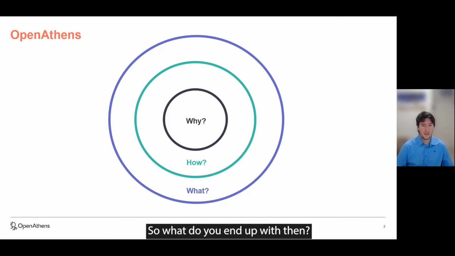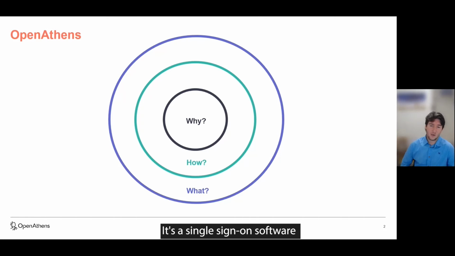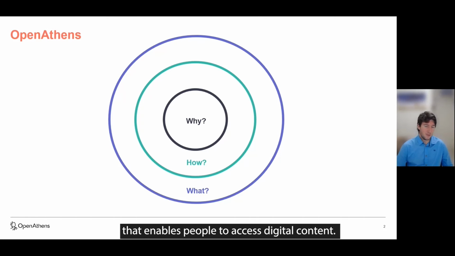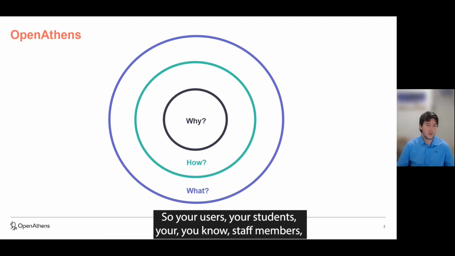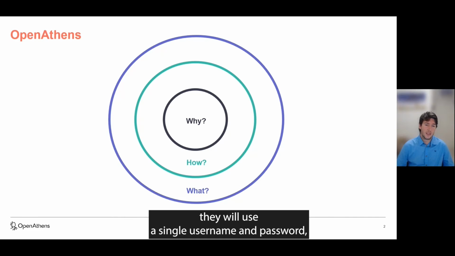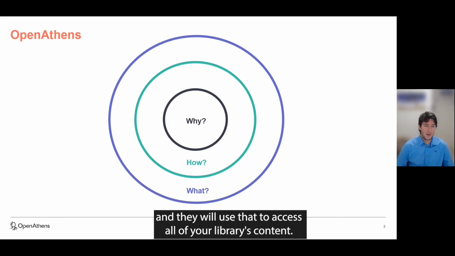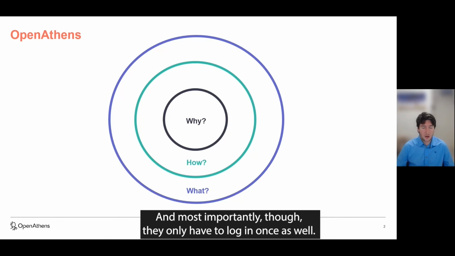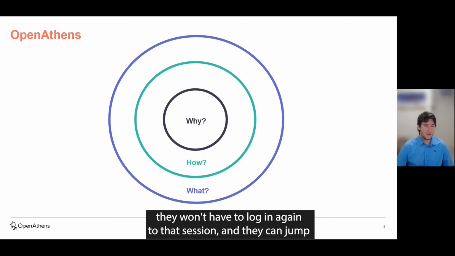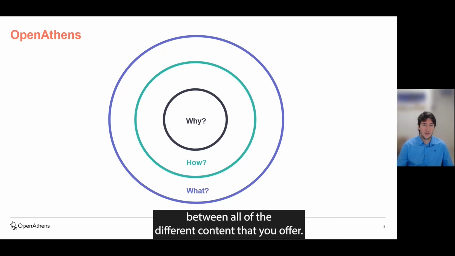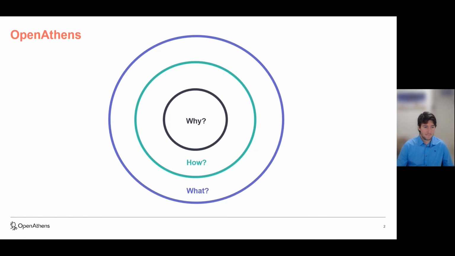So what do you end up with then, what is OpenAthens? It's a single sign-on software that enables people to access digital content. And when I talk about single sign-on, I mean true single sign-on. So your users, your students, your staff members, they will use a single username and password, and they will use that to access all of your library's content. And most importantly, they only have to log in once as well. So once they've logged in once, they won't have to log in again to that session, and they can jump between all of the different content that you offer.